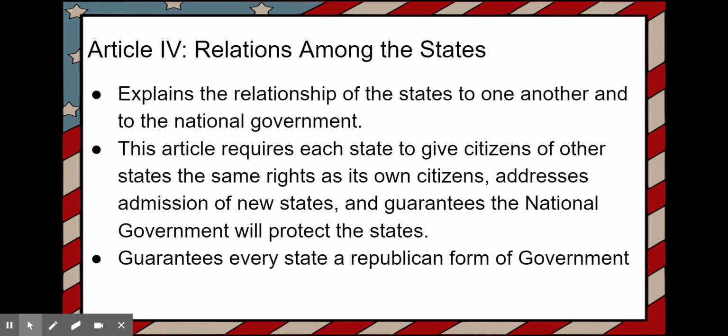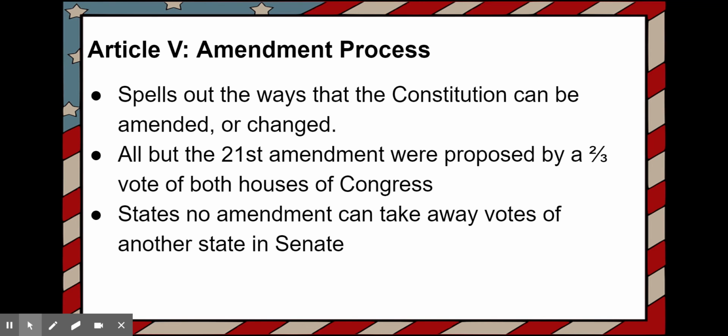So if anything happens, kind of like that whole mom and dad thing, mom and dad will step in and take care of everything for the kids. Which would be the states. And it guarantees every state a Republican form of government, which basically is just a mirror of the national form of government.